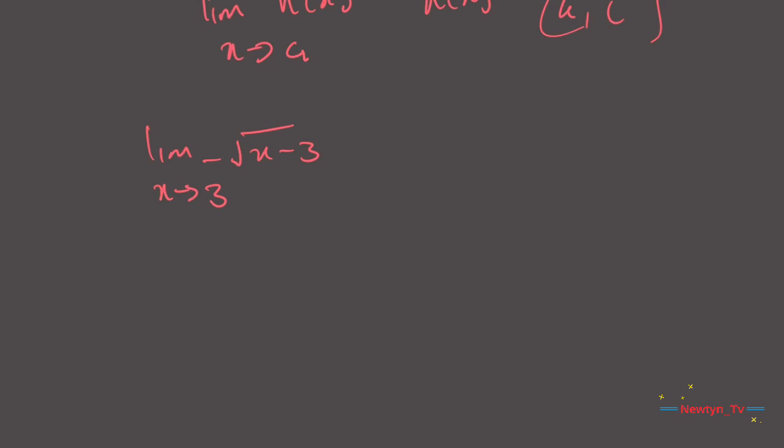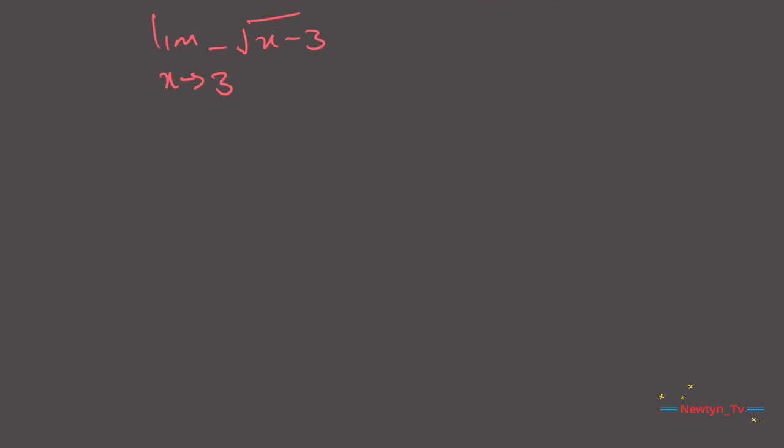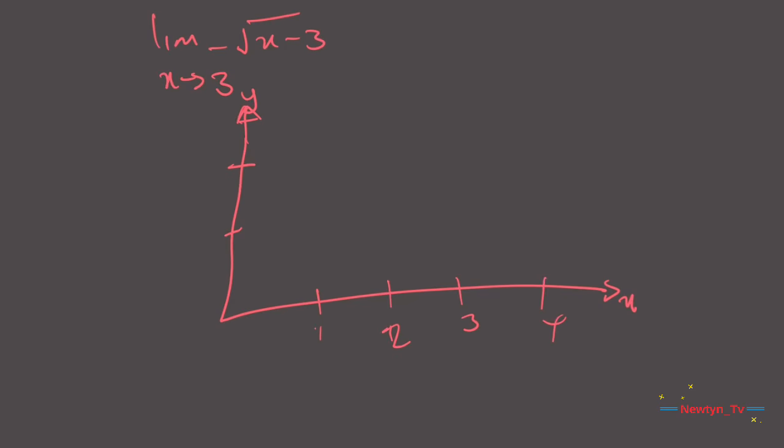So with this one, we are going to look at some graph right here. Okay, so let's say we have this graph where we have the y, we have the x, we have 1, we have 2, we have 3, we have 1, we have 2, we have 3, we have 4. Okay, goes on and on.